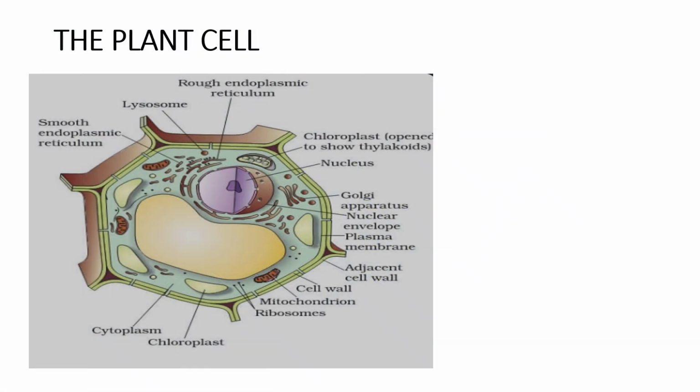So now we already know how cells originated. What are the major differences between a prokaryotic and eukaryotic cell? Let us now start our discussion on the plant cell. What you are seeing on the slide is a well-labeled diagram of a plant cell. This plant cell has certain unique features which are typical to the plant cell. They are not found in animal cells or any other type of living cell.